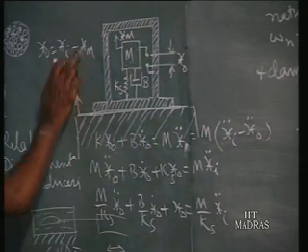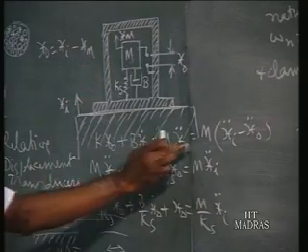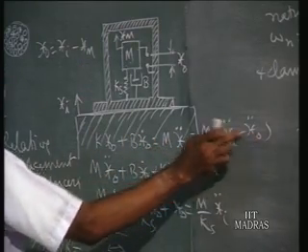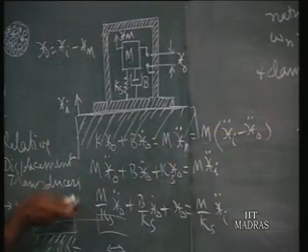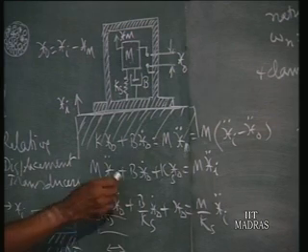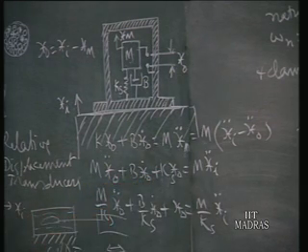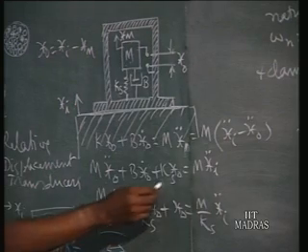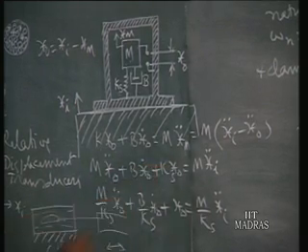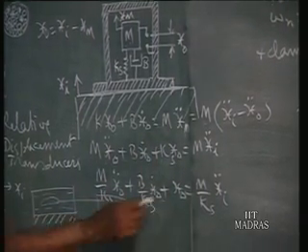Now xm, we know, is equal to xi minus xo. So write m into (xi double dot minus xo double dot). Arranging all xo terms to one side: m xo double dot plus b xo dot plus ks xo is equal to m xi double dot. Dividing the whole thing by ks, the coefficient of xo, you get this equation.